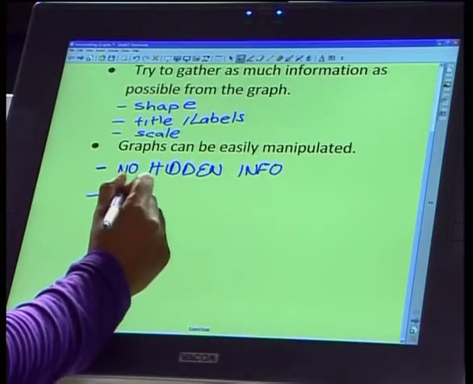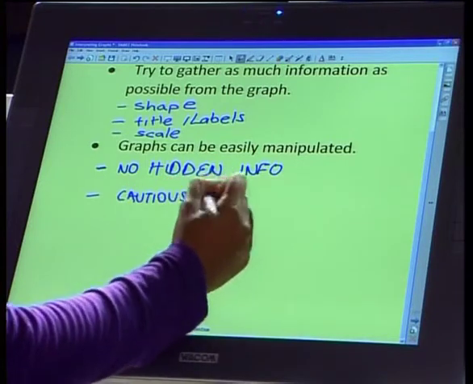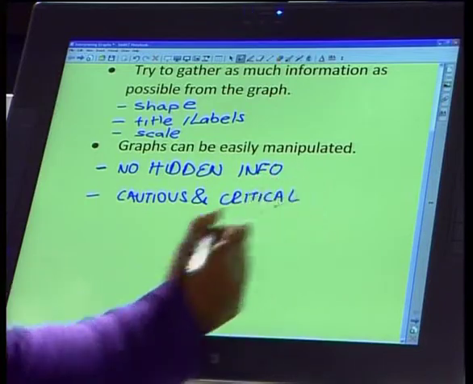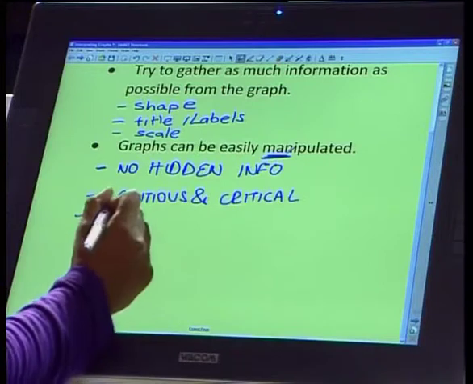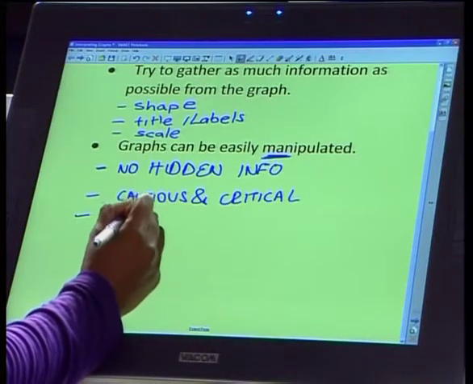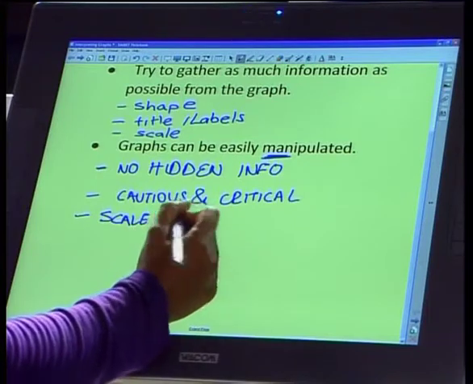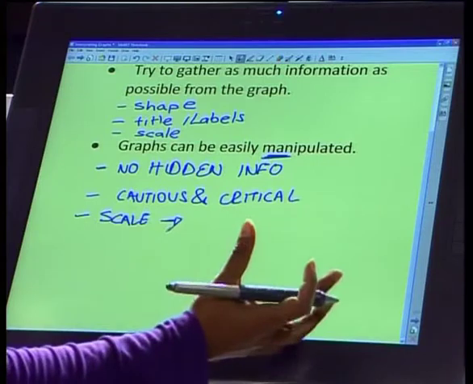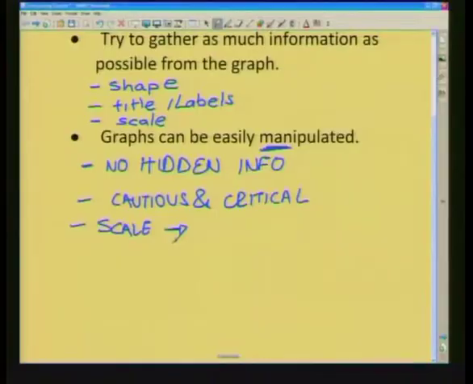As I said before, be cautious and be critical of all the information that you are shown. Also, another way that graphs are manipulated is by using the scale. So just on that note, look at your scale. If the scale is too small, then what is really being shown? A bigger scale means more hidden information. So just make sure that you bear those things in mind.